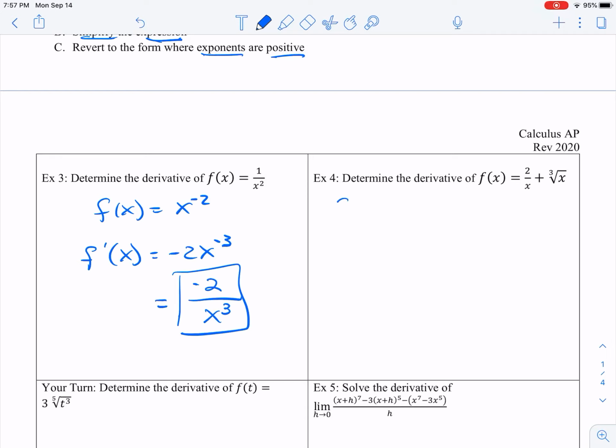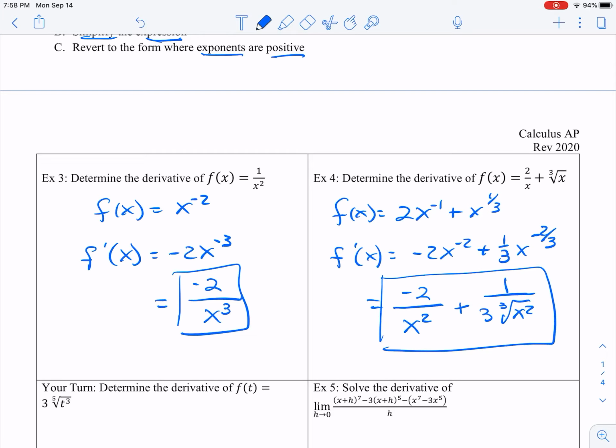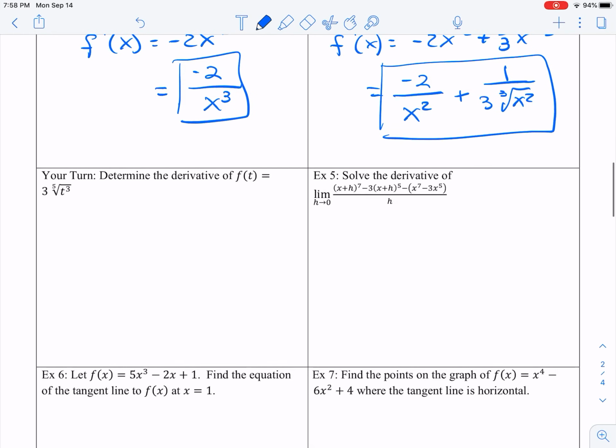Okay? This one I'm going to rewrite my equation first. I have 2x to the negative 1 plus x to the 1/3. Power rule. Negative 2x to the negative 2 plus 1/3 x. When you subtract 1 from 1/3, you subtract 3/3, so you get negative 2/3. To write it with no negative exponents, it's negative 2 over x squared plus 1 over 3 times the cube root of x squared. Derivatives are going to get messy now. Just be glad you don't have to use the definition. Okay?